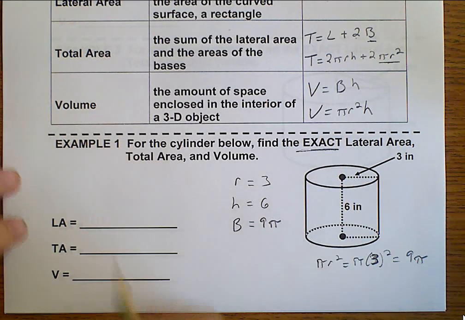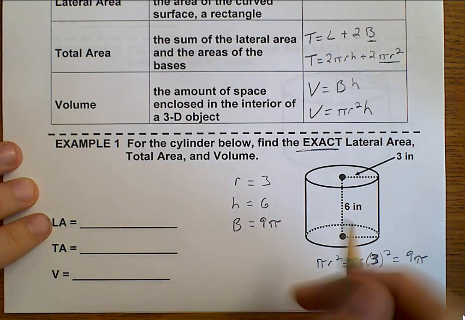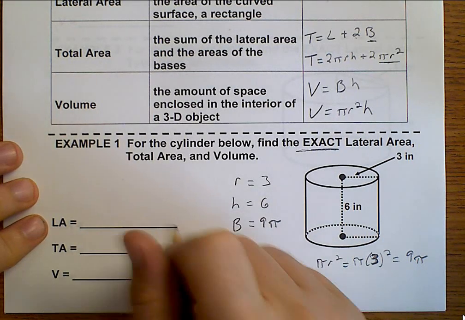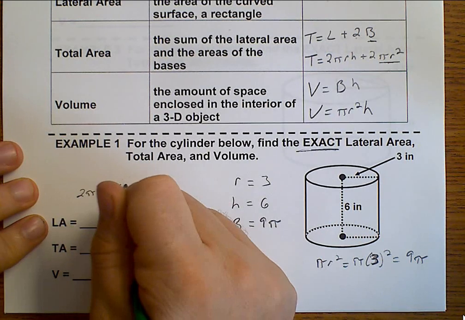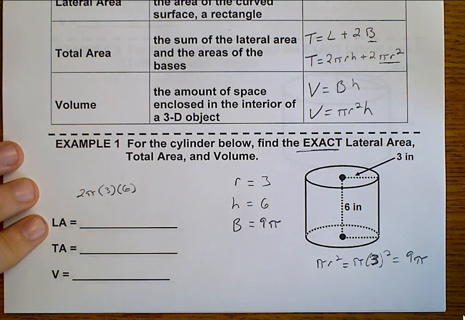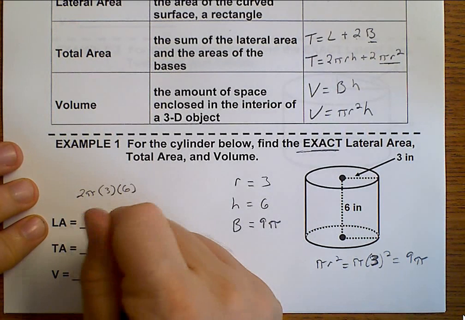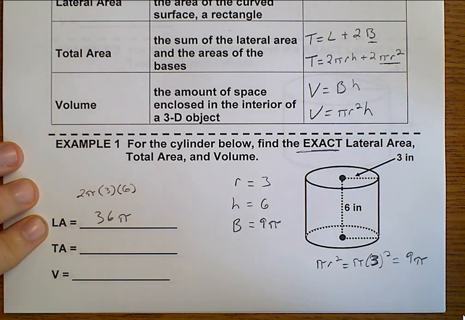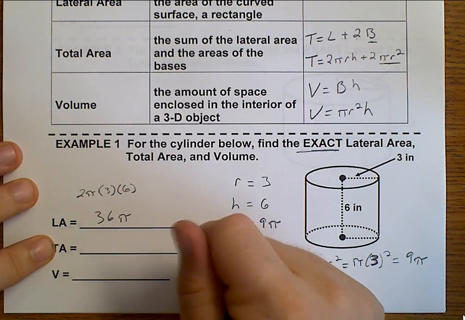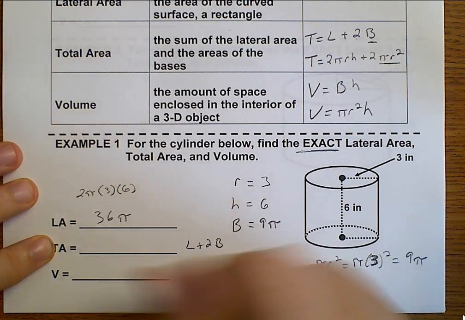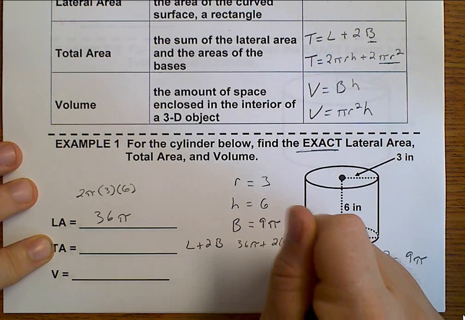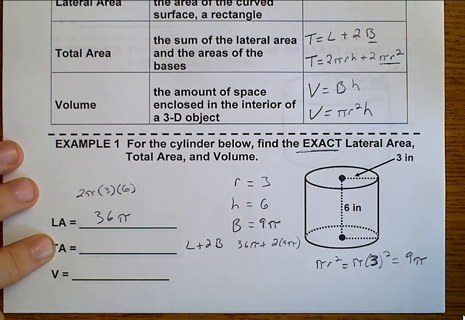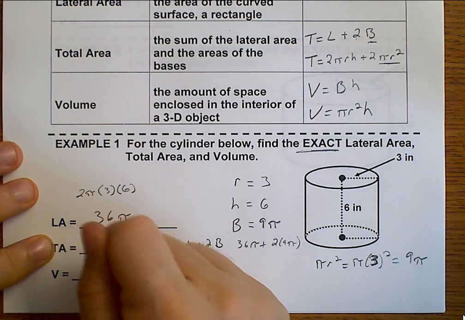So let's go ahead and figure out our lateral area. Well, our lateral area, that would be 2 times pi times 3 times 6. Well, 2 times 3 times 6 equals 36 pi. For our total area, we need our lateral plus twice the area of our base. So that means we're going to take the 36 pi plus 2 times 9 pi, which is 18 pi. So 36 plus 18 makes 54 pi.